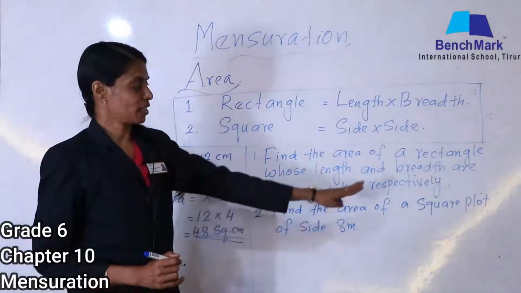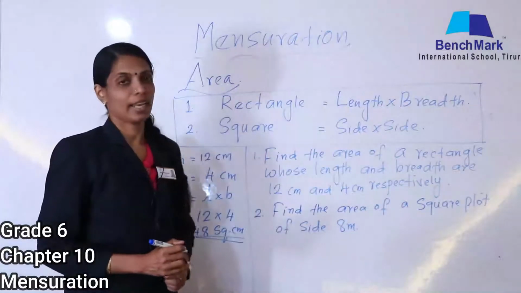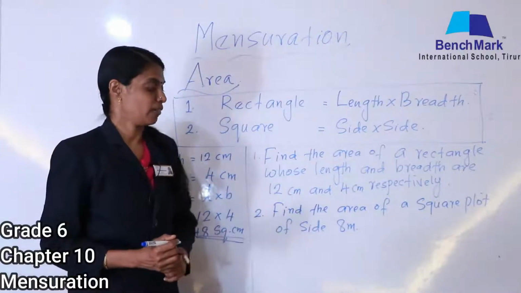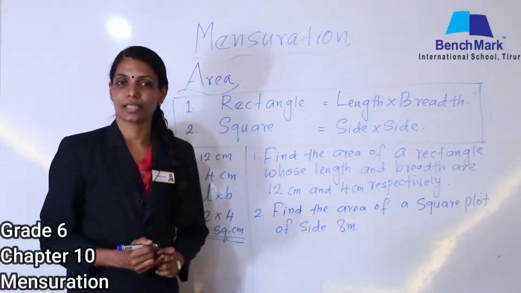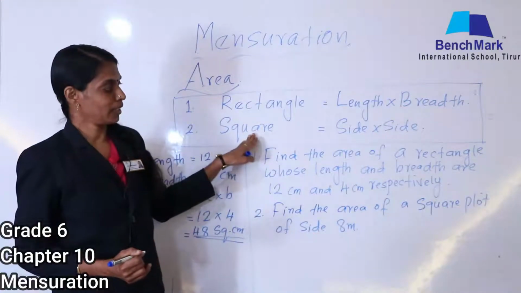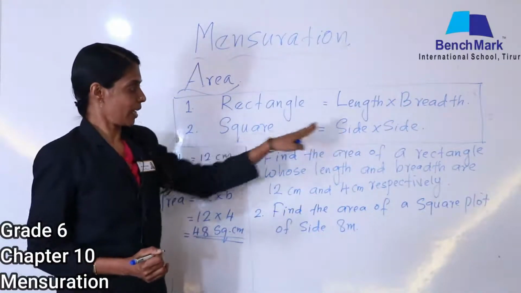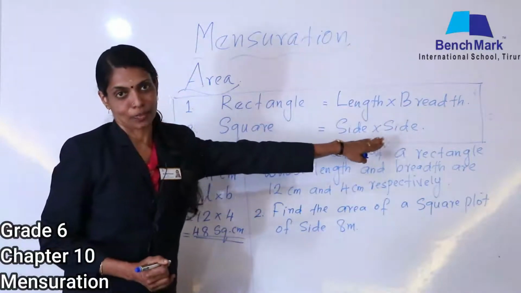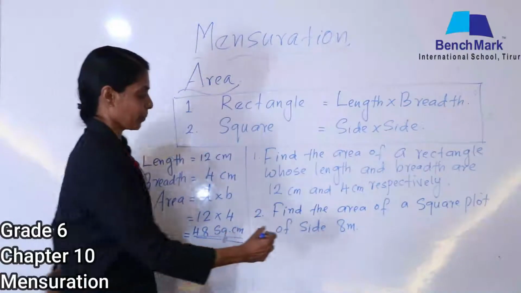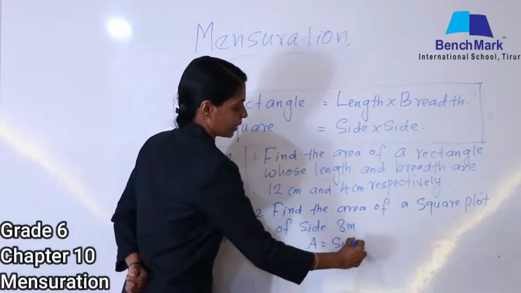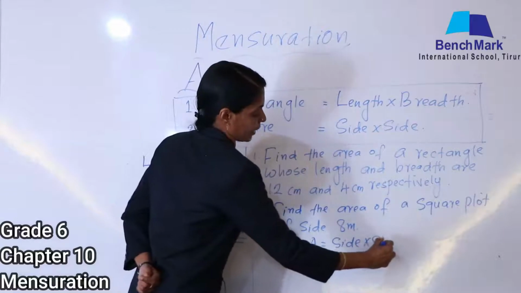Find the area of a square plot of side 8 meters. How can we find the area of a square if its one side is 8 meters? Yes, you can use the formula for finding the area of a square as side multiplied with side. So if you give the value here, area is equal to side multiplied with side.